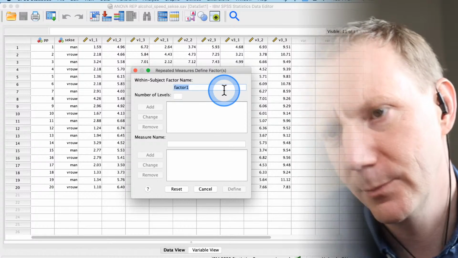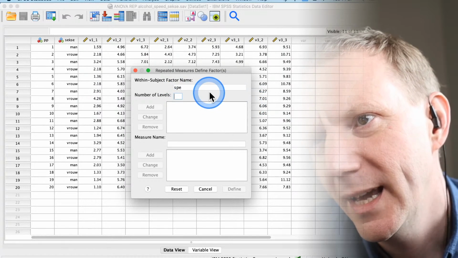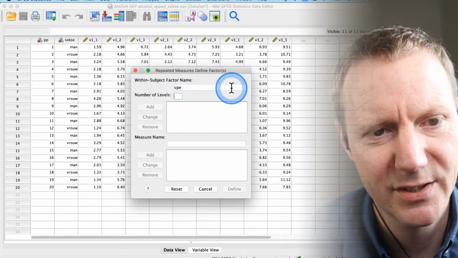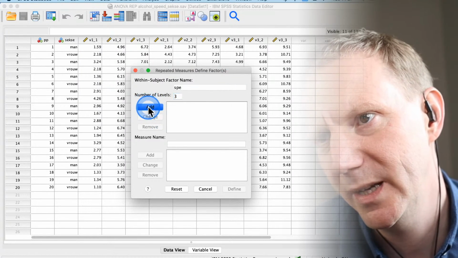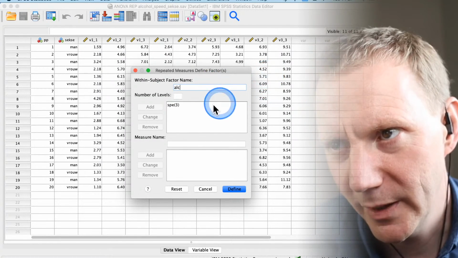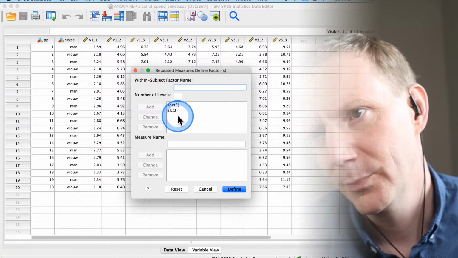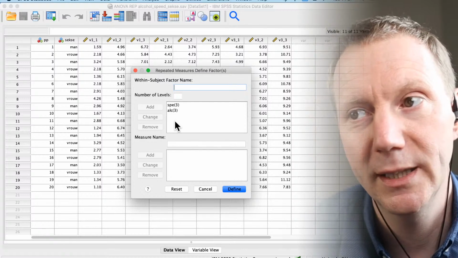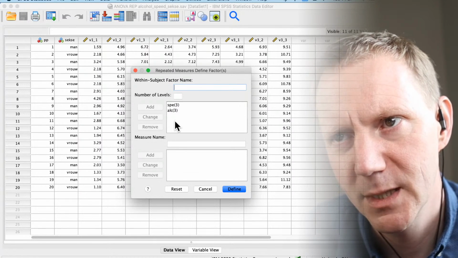So I can create a speed independent variable, and I also have to specify the levels that this independent variable has. And we have 3, so I specify that we have 3 levels for the speed independent variable, and we also have an alcohol independent variable, which also has 3 levels. So if I add these, now SPSS knows at least that I want to look at 2 independent variables, each with 3 levels. Make sense?